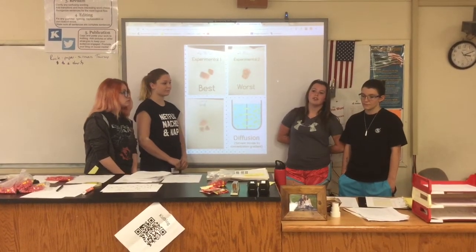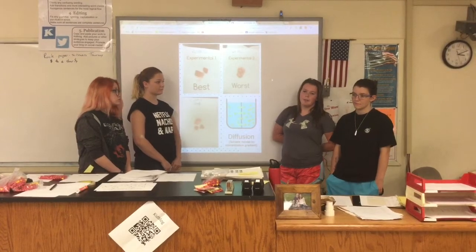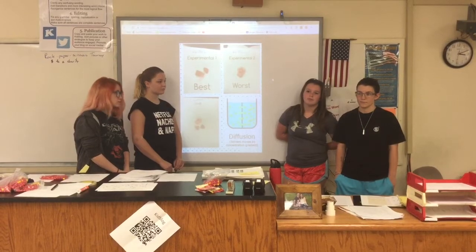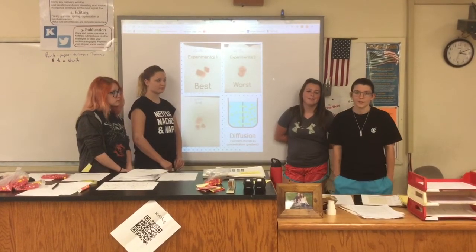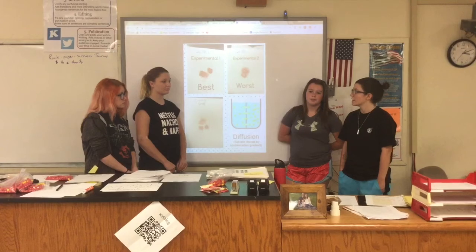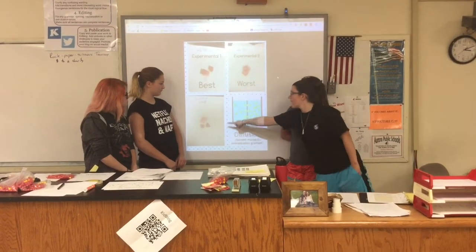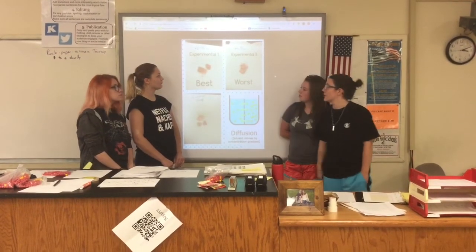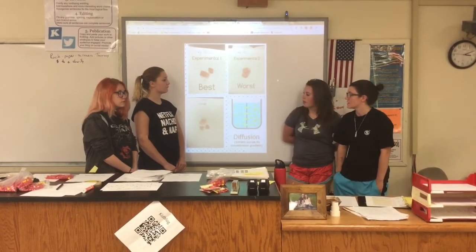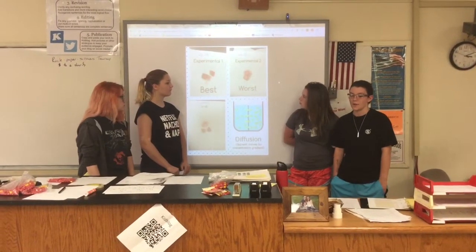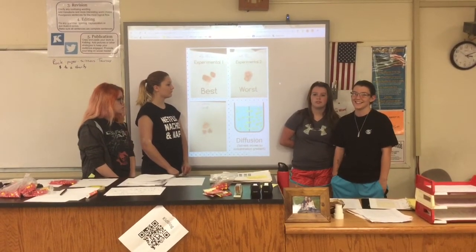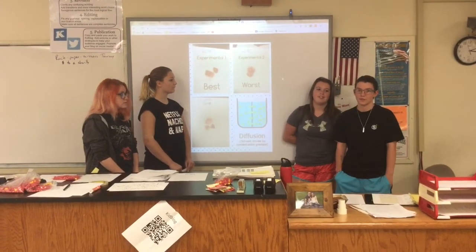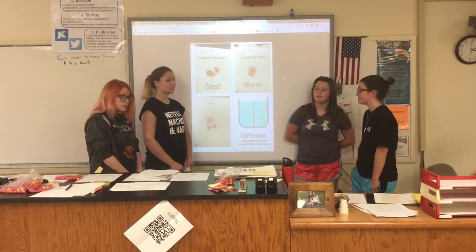And our control would be the type of food coloring, the type of egg, and the quantities. The control was the 0.5, and then the experimentals were 0.4 and 0.6 of red food coloring, and the results were what our hypothesis was, which would be that the more food coloring we put in there, the faster diffusion would take place. So our hypothesis was correct.